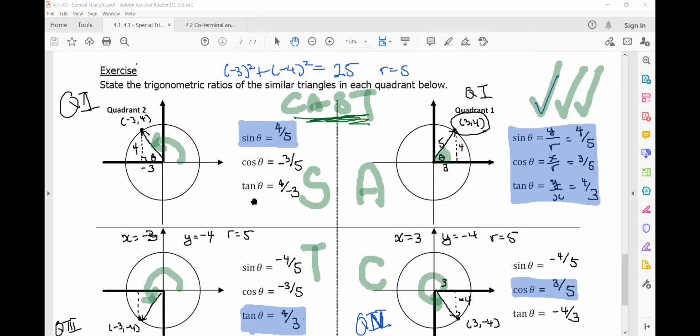Let's hold off for a sec. I'm going to clear this screen. If you're still busy copying, know that it is being recorded so you can wait for the video. For those of you who are ready, I'm going to move on to chapter 4.2. I'm going to talk about something called being coterminal, and then we're going to start exploring how to use the CAST rule effectively. Any questions?